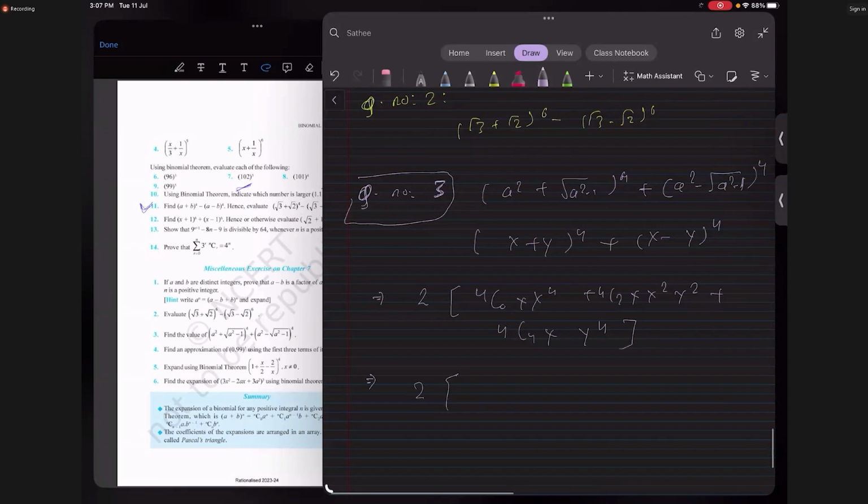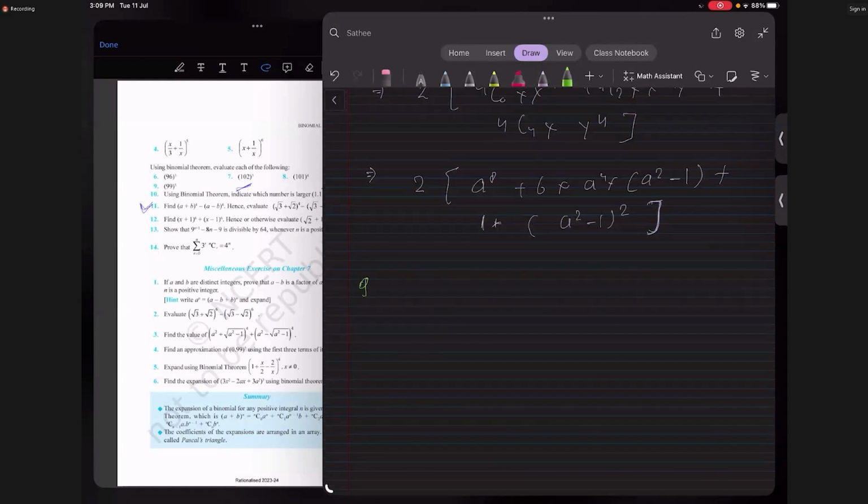Okay. So if we put the values, then this would be a to the power 8 plus 4c2, which is 6 times a to the power 4 into a square minus 1, plus 4c4, which is 1, into a square minus 1 whole square. Okay. So this would be the final expansion for this question, and you can further simplify by collecting the like terms together, and you can get the final answer.